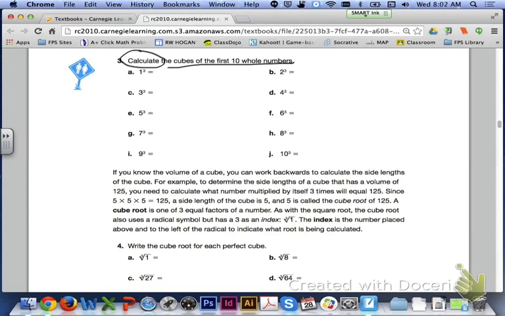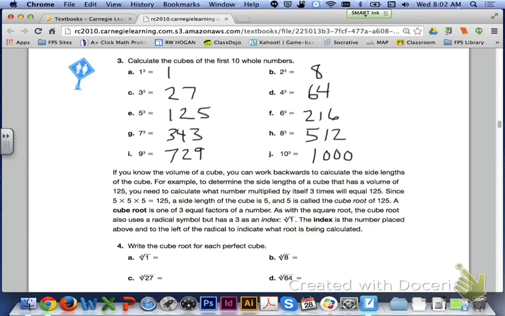Let's take a look at number 3 on the top of page 480. It is asking us to calculate the cubes of the first 10 whole numbers. So go ahead and do letters A through J. Here are your answers for letters A through J. A through D was already done for us in the table. 1 cubed is 1, 2 cubed is 8, 3 cubed is 27, 4 cubed is 64. Remember, we're multiplying that whole number by itself 3 times. That's what that exponent tells us. For letter E, 5 cubed is 125, 6 cubed is 216, 7 cubed is 343, 8 cubed is 512, 9 cubed is 729, and 10 cubed is 1000.